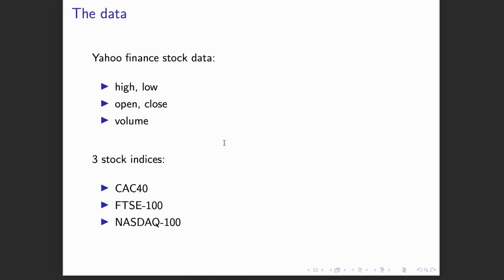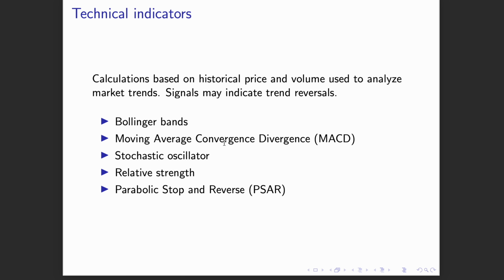And it begins with the data. So as I said, you're taking the stock data from Yahoo Finance. So you're going to have the standard high, low, open, close, and volume columns for each stock. And this is across three different stock indices: the French CAC 40, the English FTSE 100, and the American Nasdaq 100. So you're going to take all of these stocks, depending on the option that you choose in the interface, and it's going to compute a number of indicators that are described below.